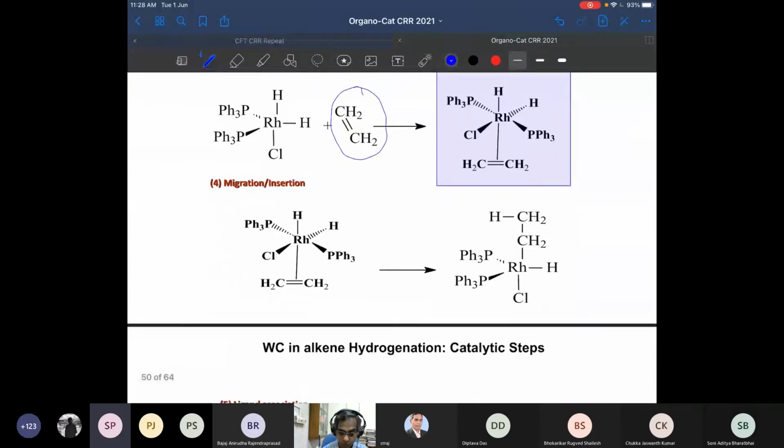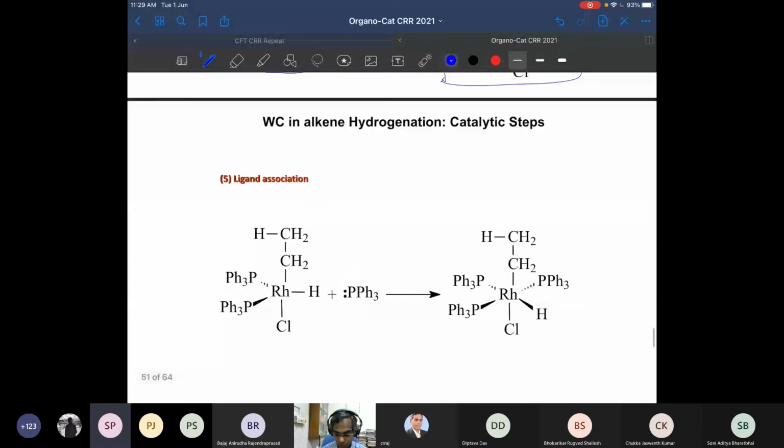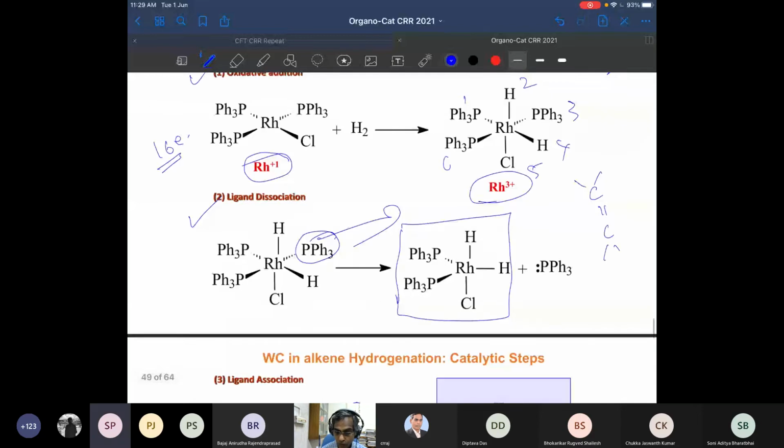And then what we have is the migration, or what we call the insertion. Migration or insertion takes place, where your alkene is here and your hydrogen is here. A migratory insertion, and you get a complex of this type. Now, one of the ligands is dissociated here. The triphenylphosphine ligand is dissociated.